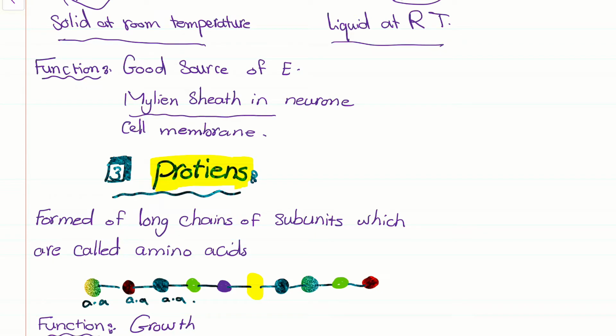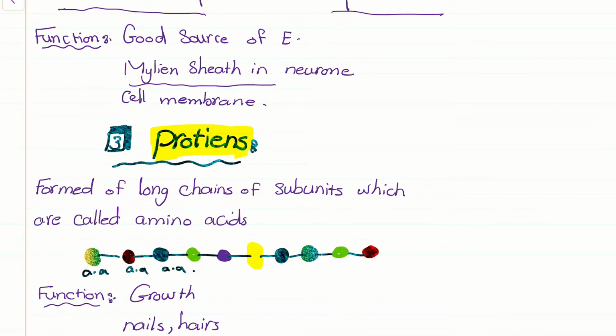A neuron is the nerve cell, and it is responsible for transmitting the neurotransmitter from one part to another. Because of this, to prevent shock, we need to cover the cell with an insulator called the myelin sheath, which is formed of fat, and we'll explain this in detail later in the central nervous system. And finally, fat is used for making up the cell membrane.